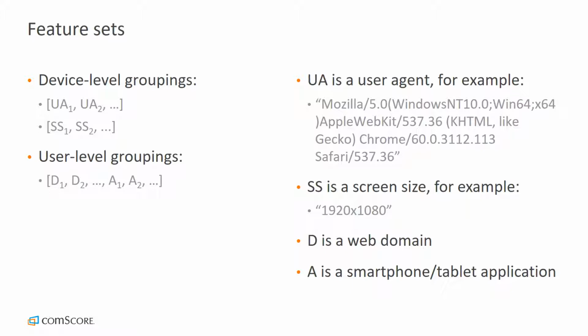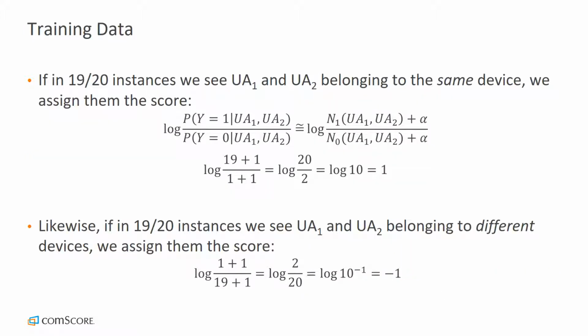For device level groupings, we rely on the user agent, which is a string included in a client HTTP request. In general, these indicate the type and version of the web browser and operating system. We also build a feature set of screen sizes. For user-level groupings, the feature set is composed of the domains visited and apps used. Using the training data, we compute a score for each pair of features.